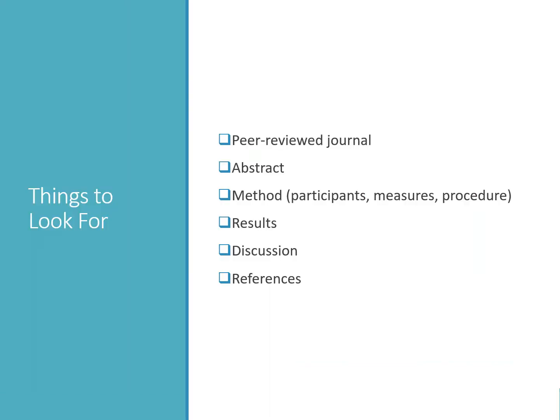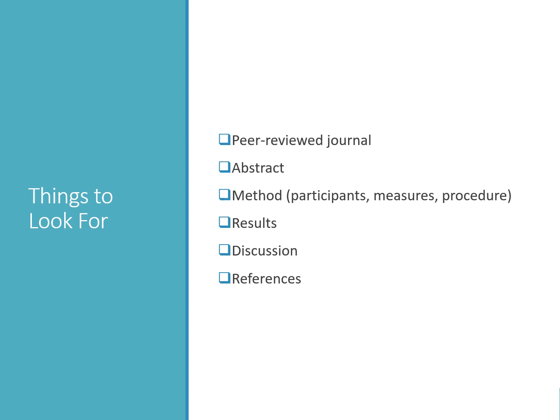When you are looking at an article, especially if you are looking for a peer-reviewed empirical article, this is a list of things to look for that might be helpful for you. One, is it in a peer-reviewed journal? We'll show you how you can actually filter for peer-reviewed on EBSCO. Does it have an abstract? Almost all peer-reviewed articles should have an abstract, that brief summary at the beginning of the article. Does it have a method section?